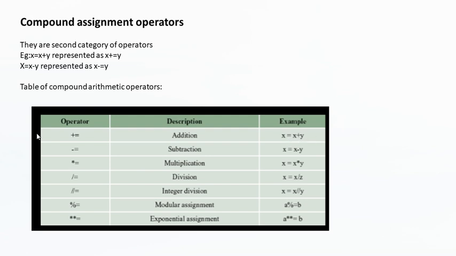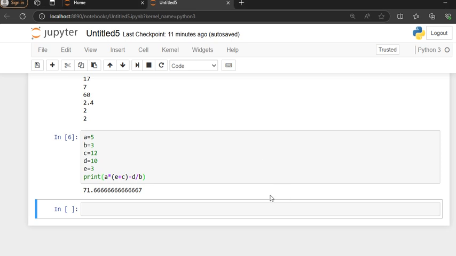For this example, this is what you write. You write x plus equal to y. For subtraction, you write x minus equal to y. For multiplication, x star equal to y. Similarly, x divided equal to y. Floor division, first you write the operator, then you write the equal sign. So just go to the notebook.